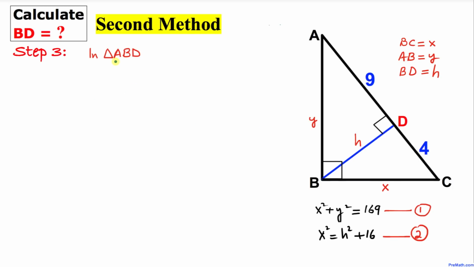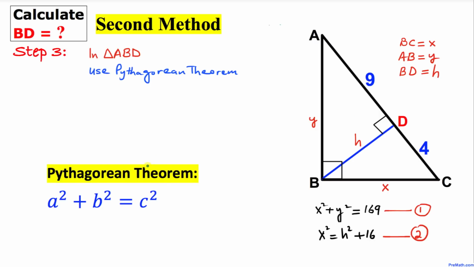Let's focus on this triangle ABD. Since this triangle is a right triangle, let's go ahead and use the Pythagorean theorem. And here's our Pythagorean theorem once again. Let me call this hypotenuse, the longest side AB, side c.